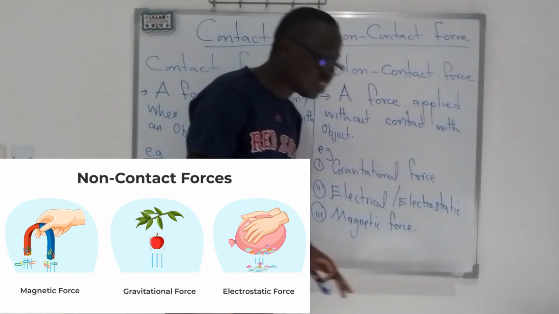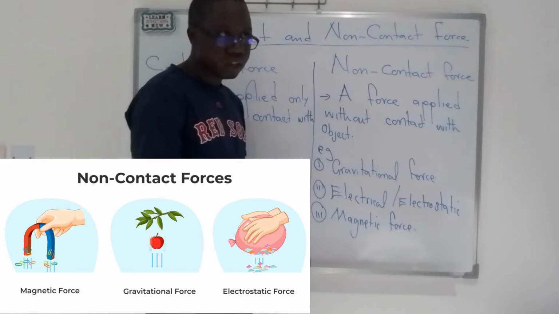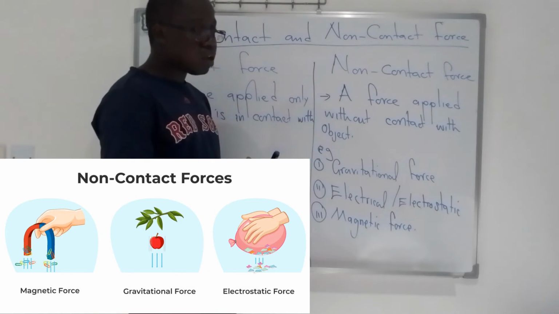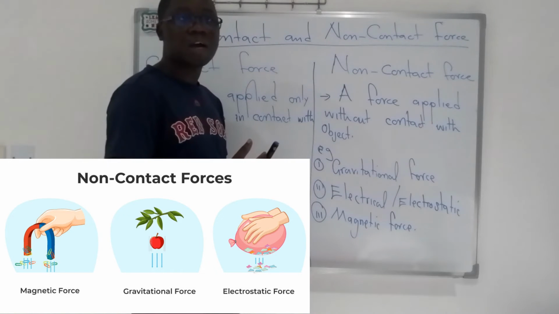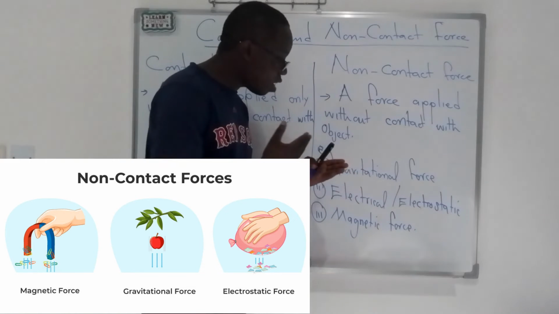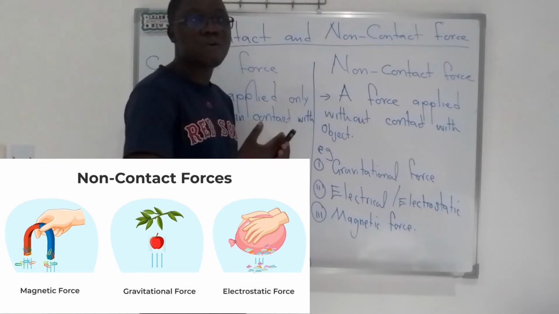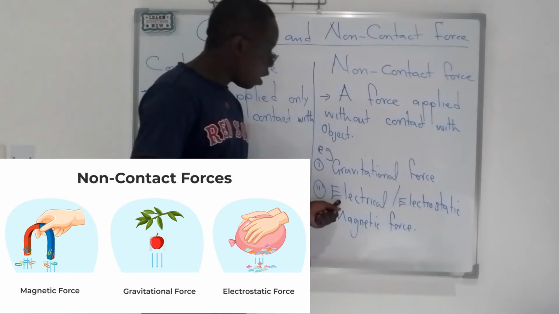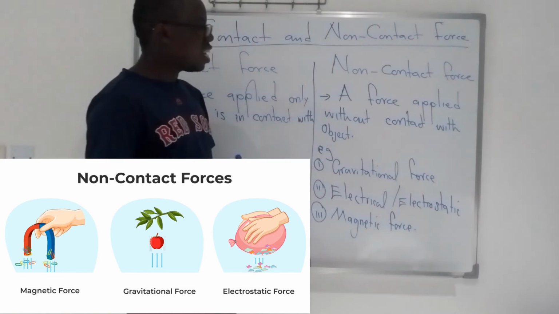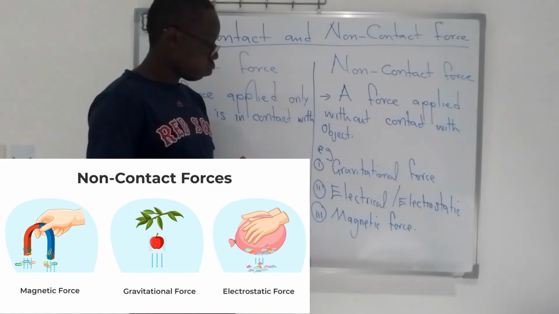Electrical or electrostatic force is also a non-contact force. This is as a result of charged objects. So such objects are able to attract each other or are able to repel each other, and there is no need of contact for them to attract or repel each other. Hence, electrical or electrostatic force is an example of a non-contact force.